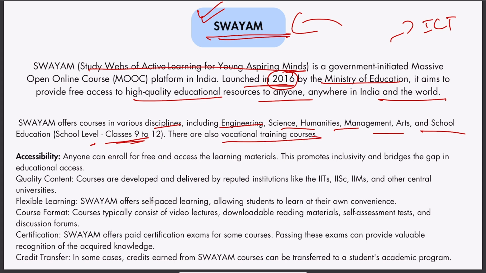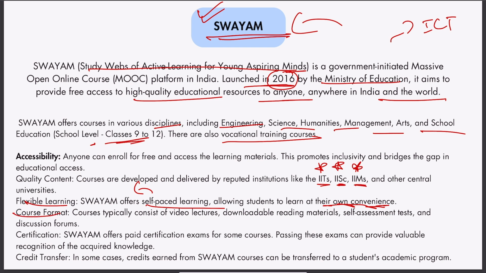Accessibility. Anyone can enroll and it's free, but if you want a certificate and if you want to write an exam, for that you'll have to pay. It has quality content. Courses are developed and delivered by reputed institutions like IITs, IISc, IIMs. So it's a very important point again. And it's flexible learning. It offers self-paced learning, allowing students to learn at their own convenience. Like I gave as an example before, it comes under flexible mode learning.